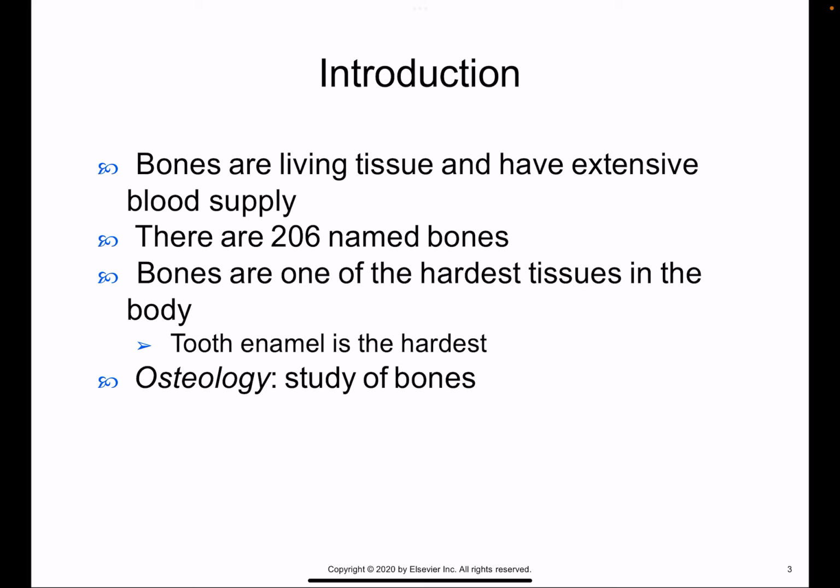So, bones are living tissues. We already knew that going in with the past few chapters, but one very important aspect of the bones is that they have a very extensive blood supply. There's 206 named bones. So we have bones that we don't quite have the name of yet. They look a little weird. We just add them or group them to other things, but there are 206 named bones. And bones are the hardest tissues of the body. For instance, tooth enamel is officially the hardest.